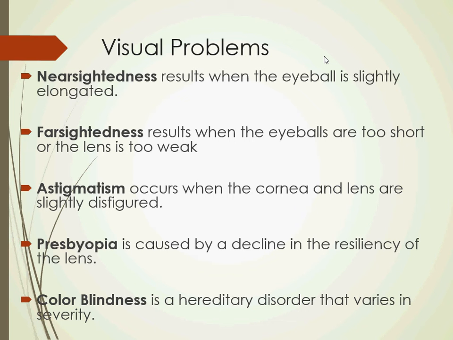Presbyopia is caused by a decline in the resiliency of the lens, so it's not functioning like it should be. And then you have color blindness, which is a hereditary disorder where you can't see certain colors. And there's a whole host of severities where some people can just not see red and green, or some people can't see any color whatsoever.